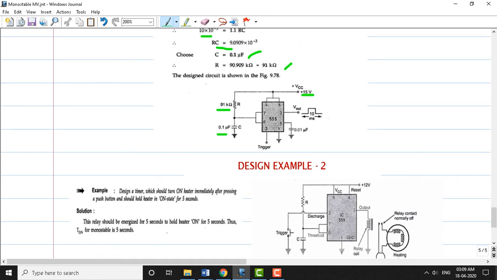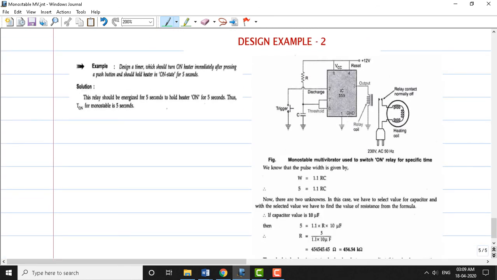Okay. Now let us take another example to understand the working principle of a monostable multivibrator. Here the problem is we need to design a timer which should turn on the heater immediately after pressing a push button, and should hold the heater in the on state for 5 seconds. In summary, we can explain the problem like this.